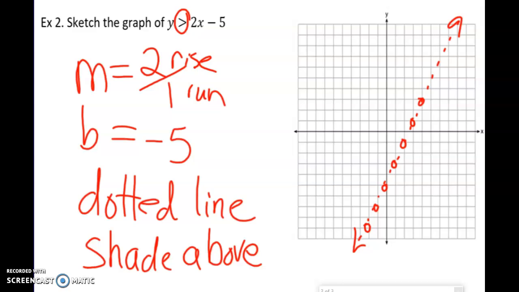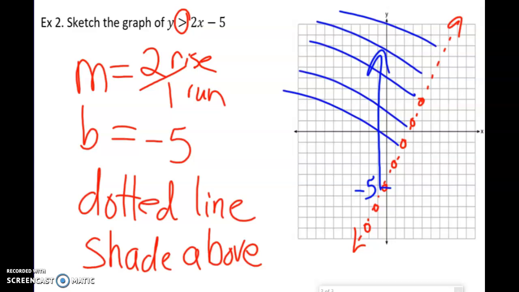So where are all of the answers? They're all above that line. So what does above mean? Well, look at the y-intercept. It was -5. What values are above -5? These ones, right? -4, -3, -2, -1, 0, 1, 2, 3, 4. All of those are bigger than -5, so shade on this side of the line.